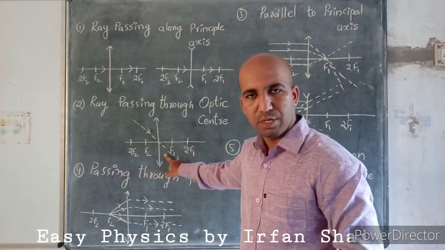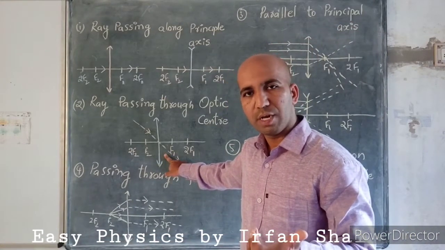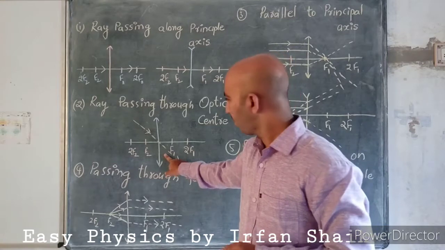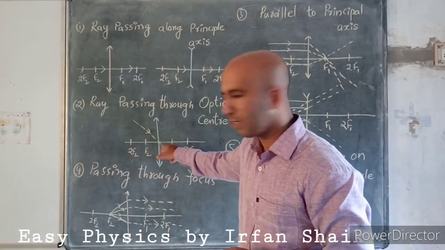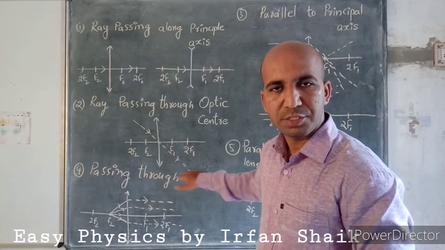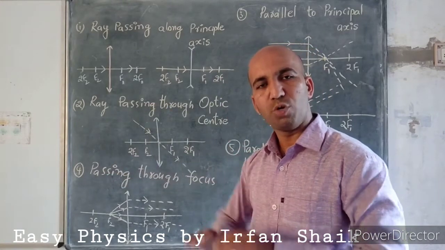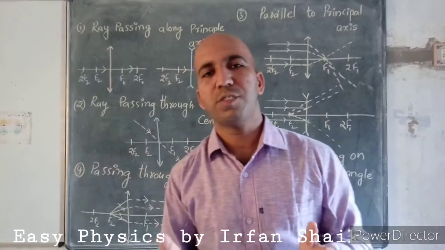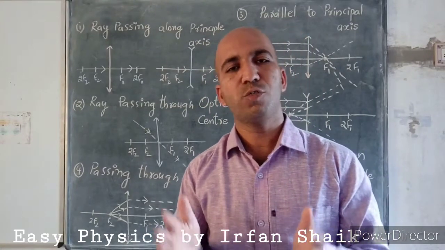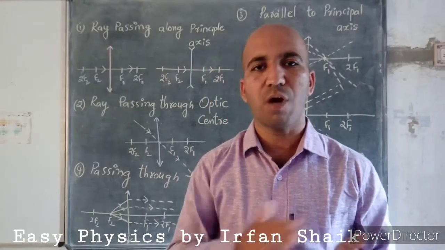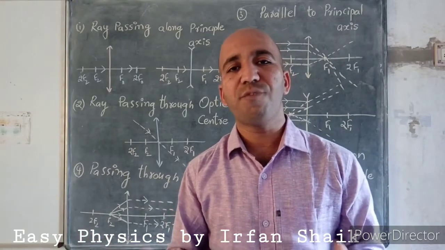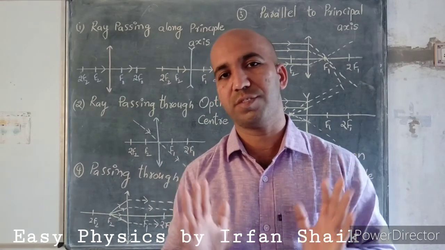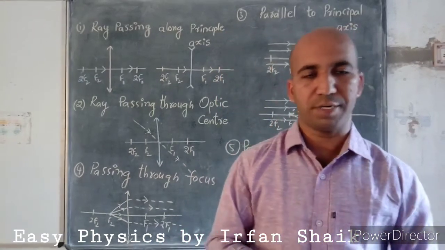Here I have given a diagram showing a light ray passing through the optic center of the biconvex lens. When it is passing through the optic center, it is undeviated. It travels in a straight line, no deviation. So in these two cases, that means when a light ray is passing through the optic center or along the principal axis, after refraction, there will be no deviation. It travels undeviated.